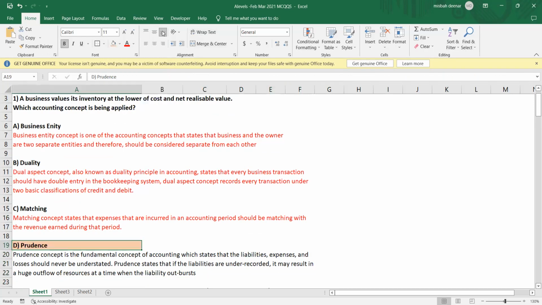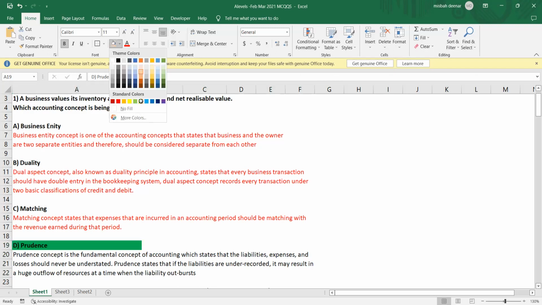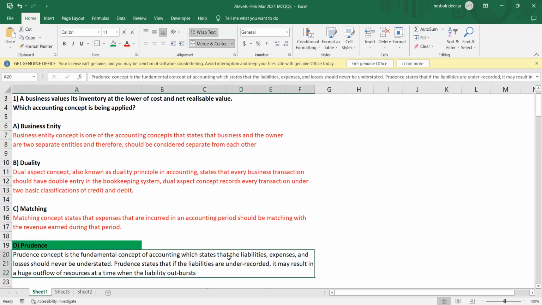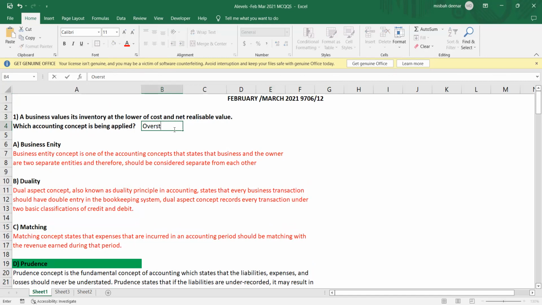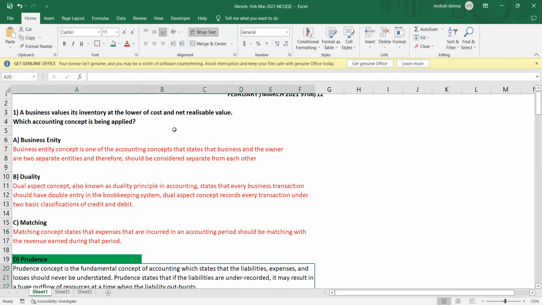So let's read. Prudence is a fundamental concept of accounting. We say that liabilities, expenses, and losses should never be understated. Here is an example: if liabilities are under-recorded, it may result in a huge outflow of resources. Here we are recording inventory at the lower of cost and NRV. If we make any sort of mistake, it will result in an overstatement of inventory. So we are applying the prudence concept. So this is our answer.